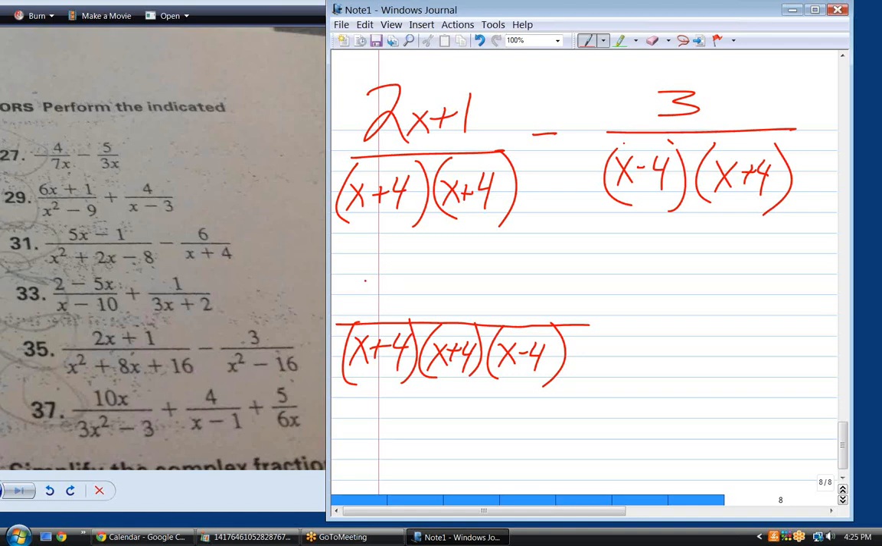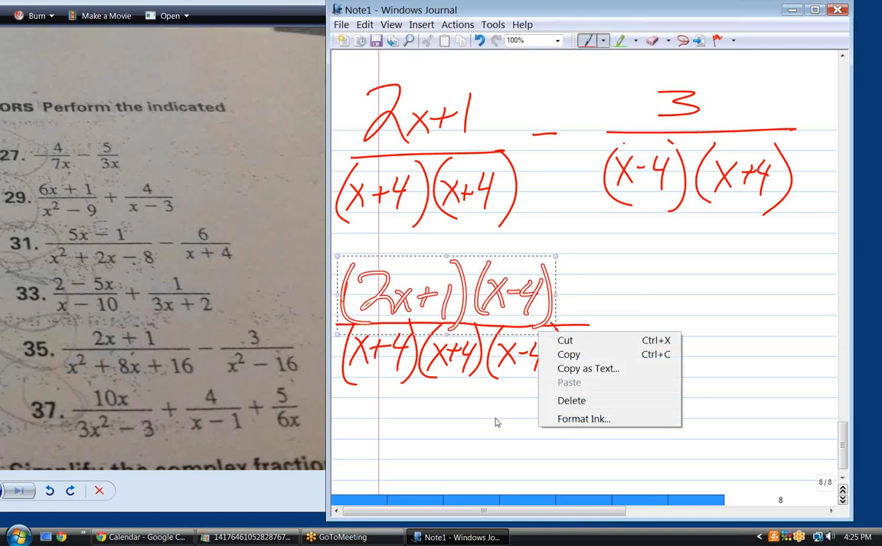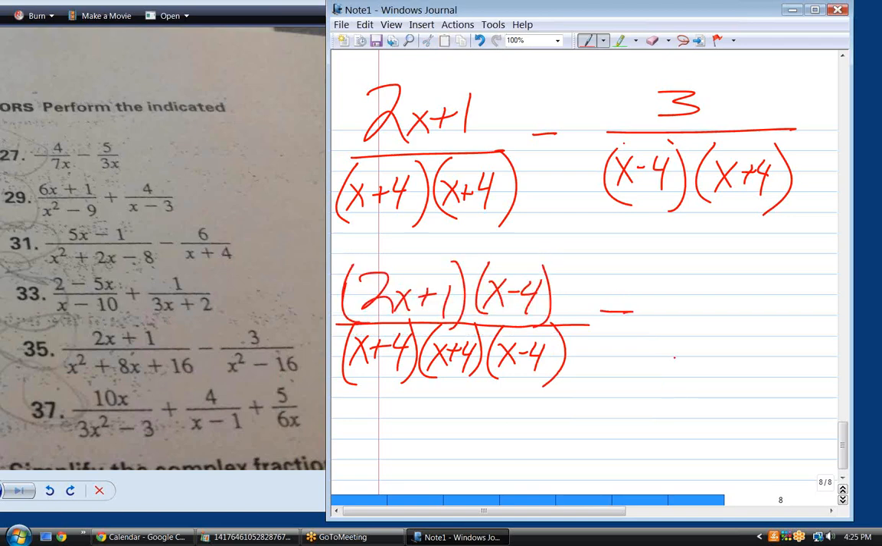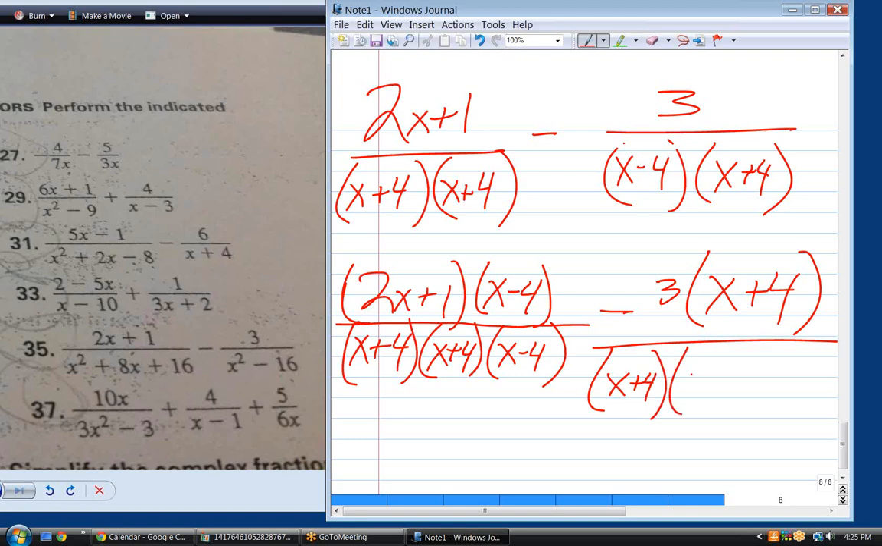2x plus 1, in parentheses. Yeah, and then parentheses x minus 4. Okay. You see the advantage of writing it like that is I can instantly tell whether I've done it properly or not. And on the left? It's 3 and then parentheses x plus 4. Is that right? Yeah.